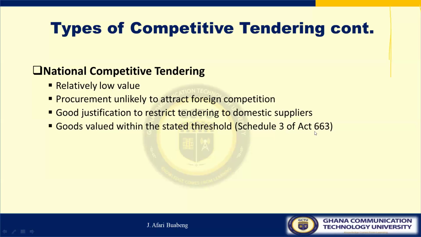We need to look for ways that will minimize the cost of procurement. So if you have that chance, if everything calls for competition, you have a qualified supplier, the threshold is okay, everything is okay. Now it is just you, the entity, to decide whether you use international competitive tendering or national competitive tendering. Which one will you use?